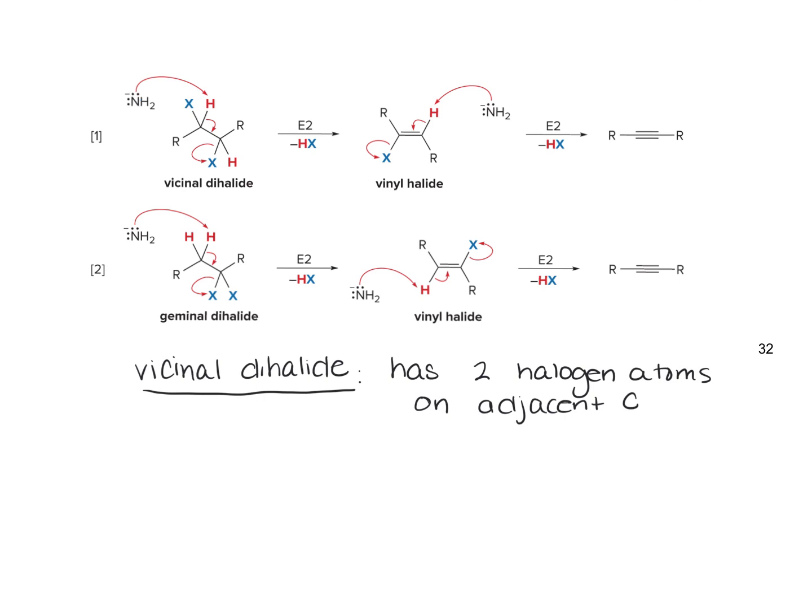So you have one elimination where in this elimination, this is your alpha carbon and this is your beta carbon. And so the NH2 comes and it grabs that proton, and those electrons go there to create a double bond, and the chlorine leaves, right? Then we have another beta elimination where now this is your alpha carbon and this is your beta carbon, and the base comes in and removes that proton. Those electrons go down there to form a triple bond, and this halogen leaves, and there's our triple bond. Now this can also work with a geminal dihalide.